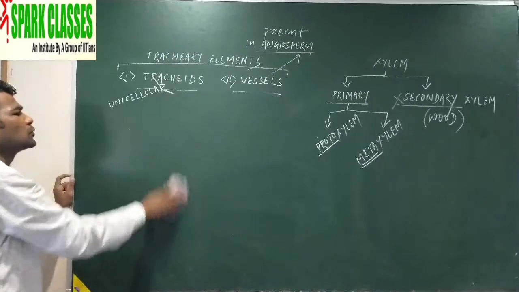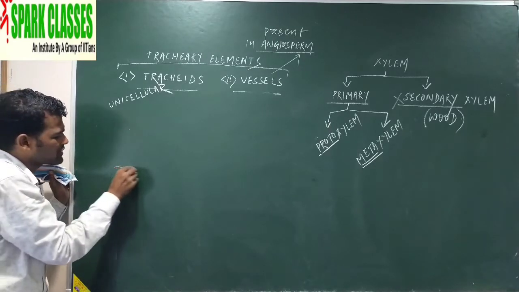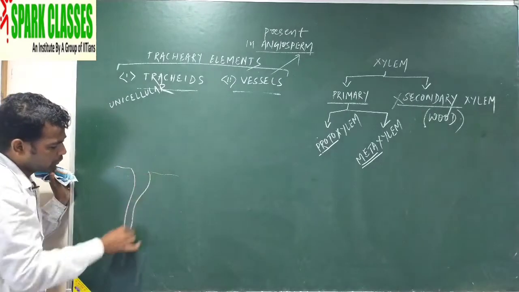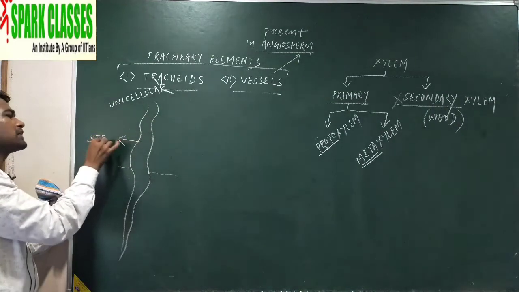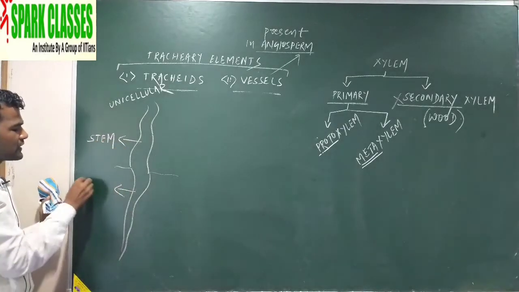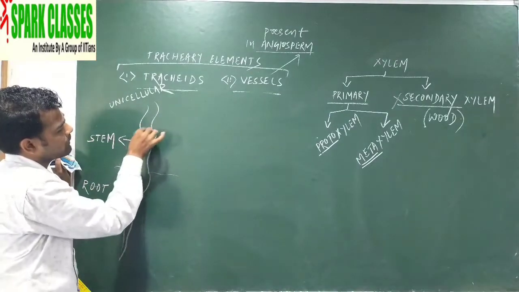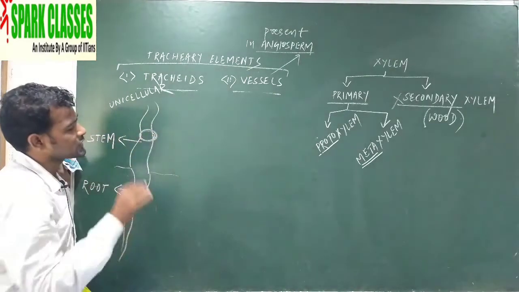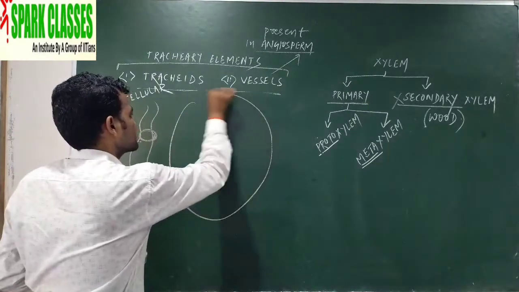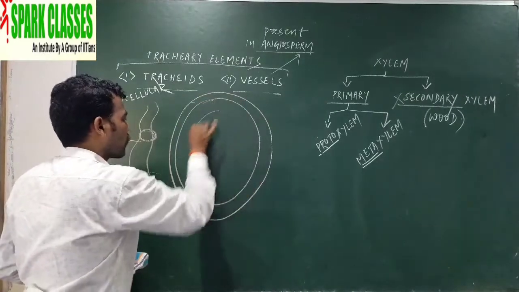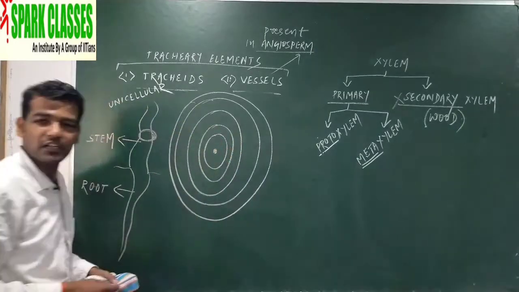Last class I had told you the different layers of stem and root. This is a plant body, this is the soil surface, below you find root, above you find shoot. This is the stem portion. Upper part of the plant is stem, lower part of the plant is called root. So if you cut a plant transversely, what do you find? You find circular layers. First is epidermis, then hypodermis, cortex, endodermis, pericycle, and the center is pith. Yes or no?